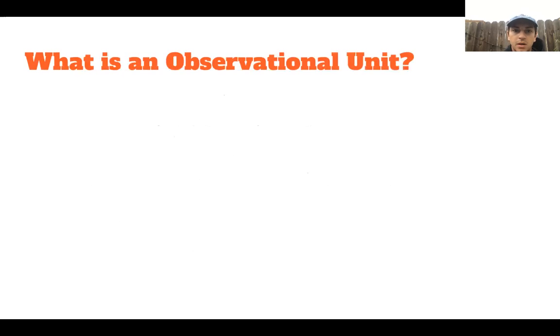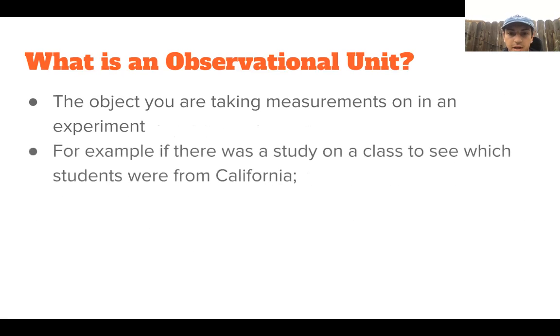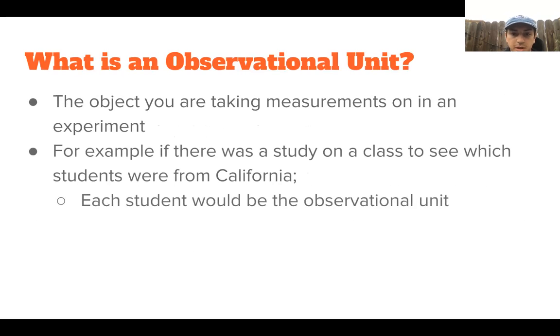Okay, let's talk about what an observational unit even is. So an observational unit is the object, person, or group of things that you are taking measurements on in an experiment. Let's say I took a survey in this class to find out how many of you are from California. The observational unit in this situation would be each and every one of you.